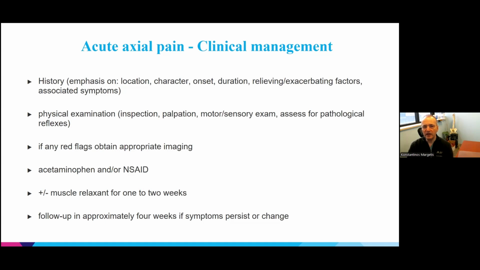And in terms of the clinical management, we need to start with the history. We need to get information, as we know, about location, character, any relieving or exacerbating factors. We need to do a physical examination. We need to check for red flags, and I'll tell you what these are. If there are any red flags, we usually proceed directly with imaging. If not, we can try conservative treatment. Usually, we start with medications, plus or minus a muscle relaxant. And if the pain persists after 2 to 4 weeks, then usually we need to reevaluate the patient. And if we have not obtained imaging, we might need to get imaging at that point.